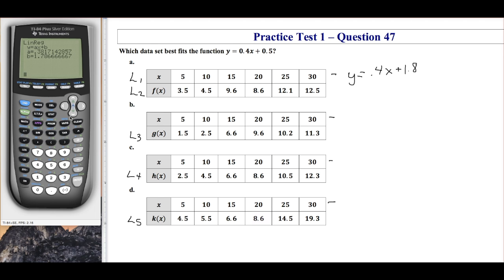Next, let's check out the linear regression line for g of x. Hit Stat, arrow to Calc, 4 for linear regression, second L1 for our x values, comma, second L3 for our g of x values. Enter. The equation for g of x is y is equal to 0.4x minus 0.56.